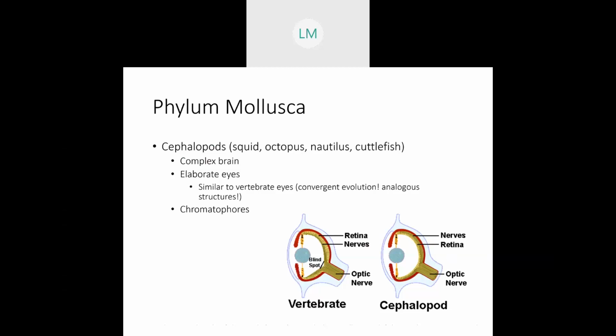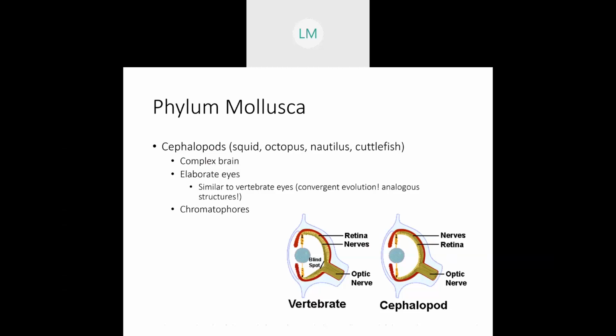Okay, so cephalopods also have these structures called chromatophores, which are color and texture changing cells on the outside of their bodies that allow them to change their color for a variety of purposes. It might be I'm changing my color and my texture to blend in so nobody can see me. Maybe I'm changing my color and my texture as some sort of display for females. Whatever the reason may be, they have this really crazy ability to change the color and texture of their body using these chromatophores.